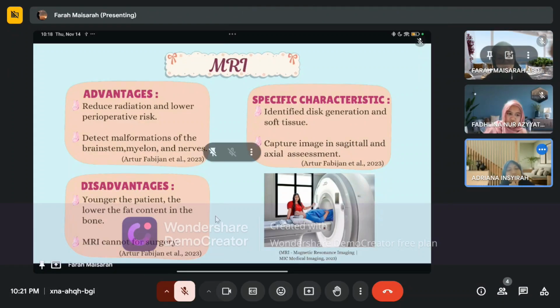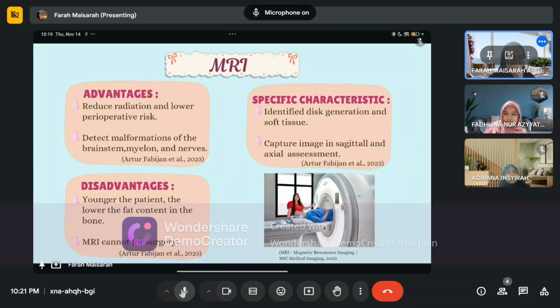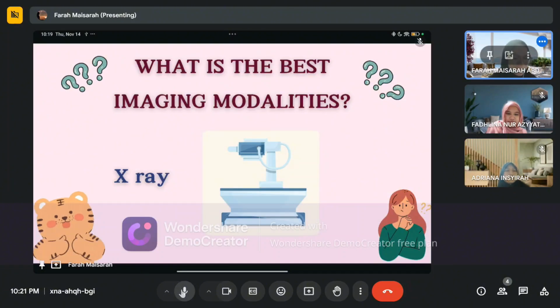History? Because it's suitable for early assessment. Yes, that's right. Okay, so best modality goes to X-ray.